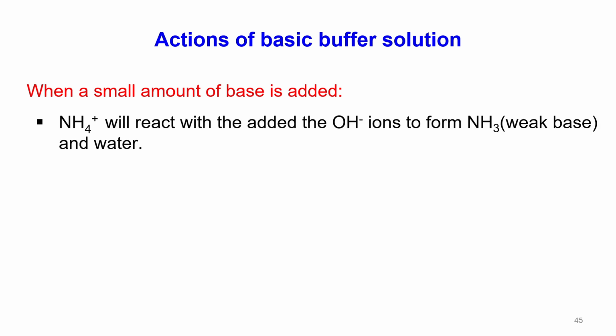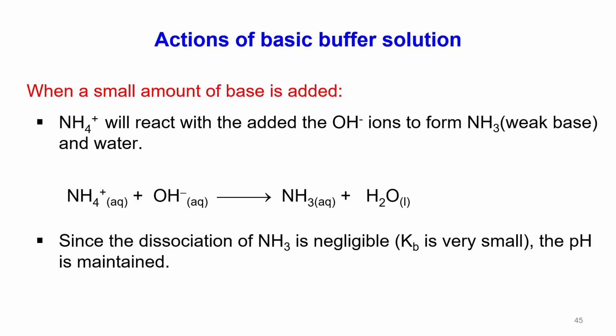For the action of a basic buffer solution, when we add a small amount of base, that is OH-, the NH4+ will react, because NH4+ is the conjugate acid and OH- is a strong base. So NH4+ plus OH- produces NH3 aqueous and H2O liquid. Since the dissociation of NH3 is negligible, because Kb is very small, the pH will be maintained.